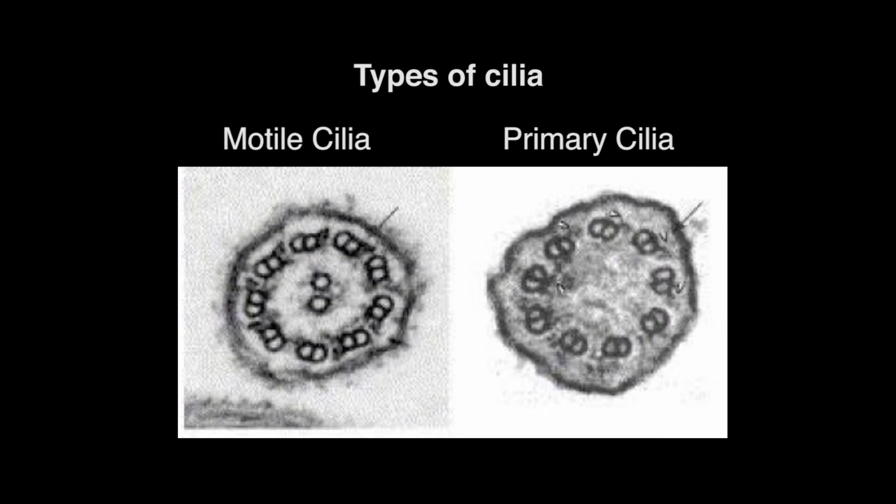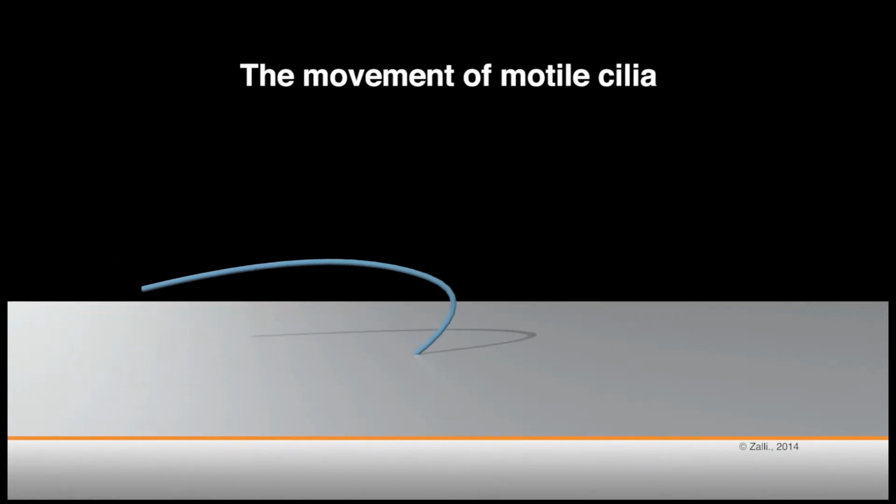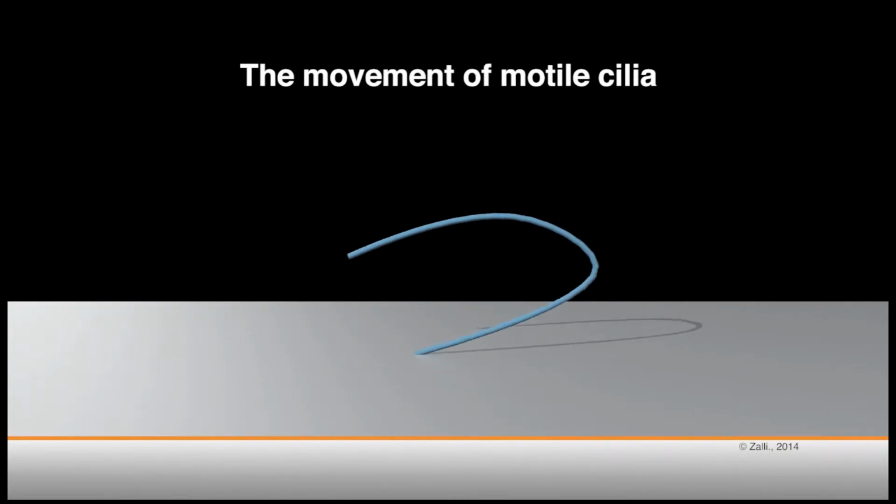Unlike motile cilia, primary cilia have a 9+0 microtubule structure and lack the key elements required for ciliary motility, such as the central pair of microtubules, the radial spokes, and the outer and inner dynein arms that power microtubule sliding. Each cilium performs a repetitive beat cycle consisting of a rest state, recovery stroke, and an effective stroke, as shown in this animation from left to right.